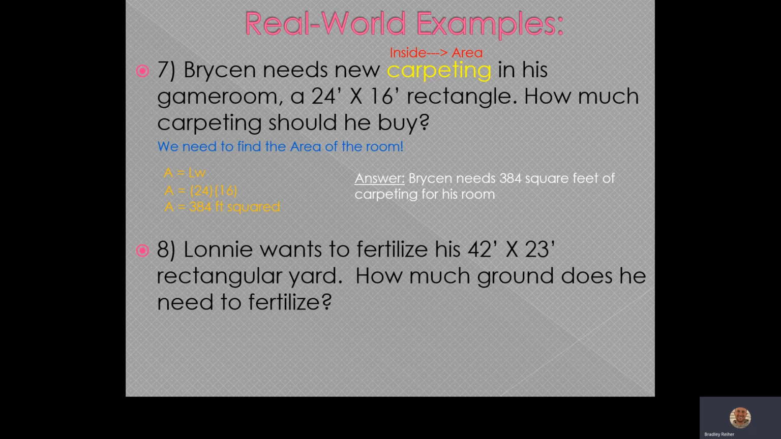So we're going to multiply the length and the width. That's how you find the area of a rectangle. We're going to multiply 42 times 23, and we're going to get 966 square feet. That's the work that you would show. So to answer the question, Lonnie needs 966 square feet to fertilize. How much ground does he need to fertilize? Well, he has 966 square feet to fertilize.